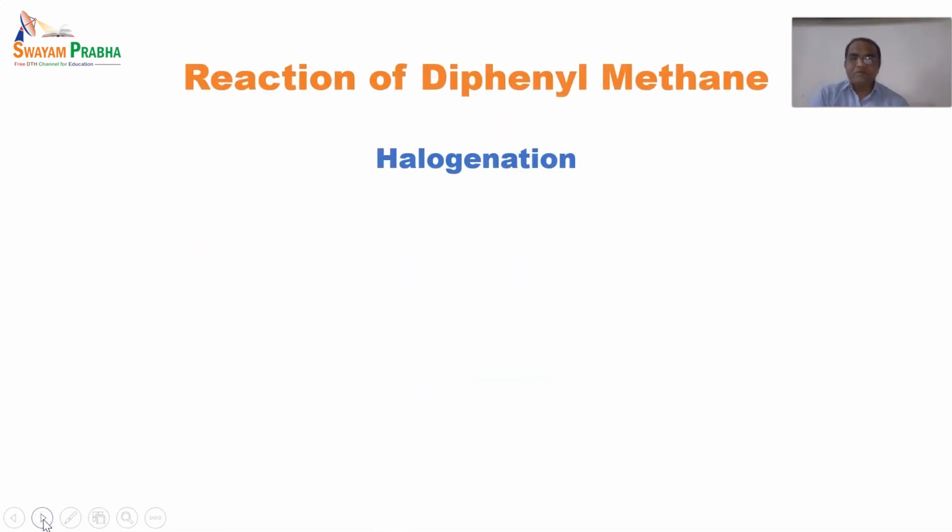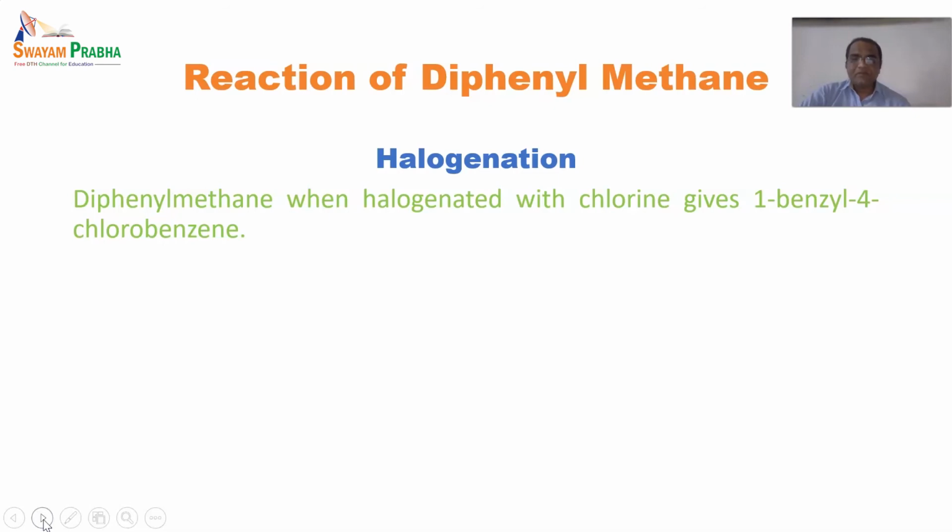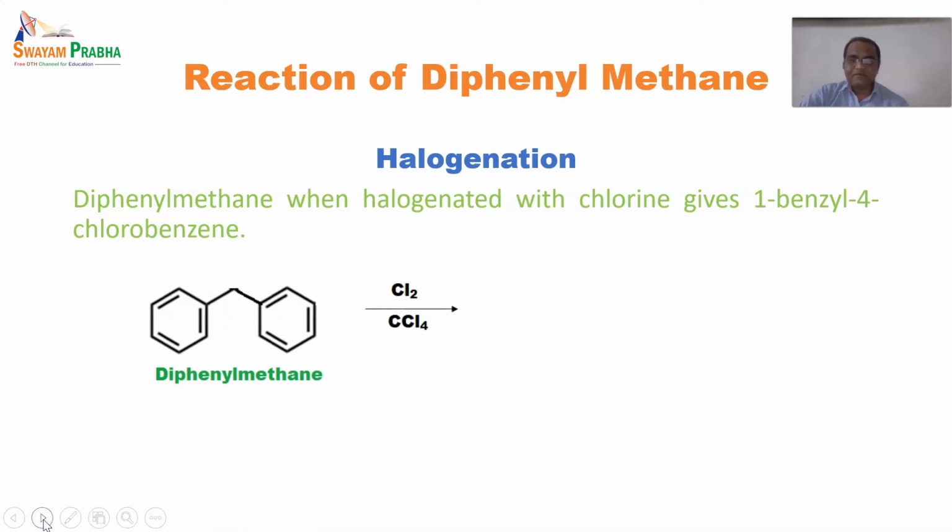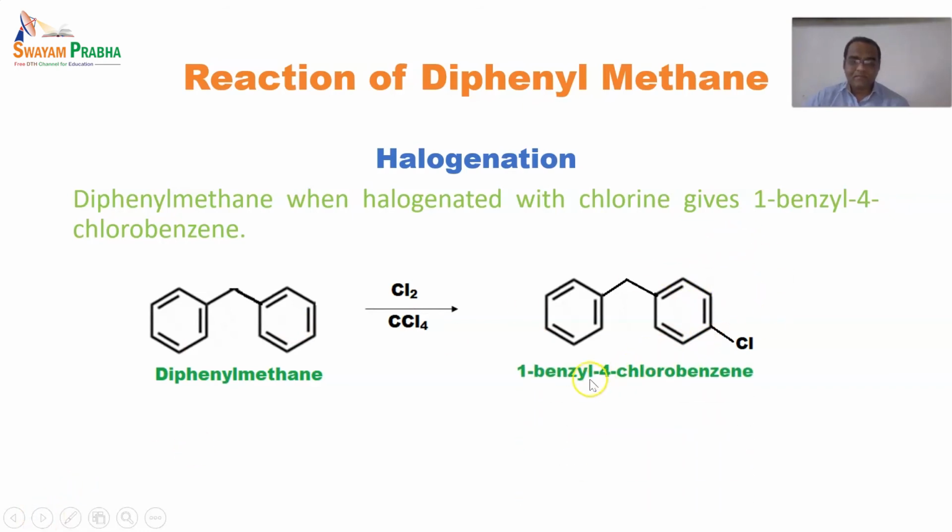Now we'll see reactions of diphenyl methane. So the first reaction is halogenation. Diphenyl methane when halogenated with chlorine gives 1-benzyl-4-chlorobenzene. So diphenyl methane is reacted with chlorine in presence of CCl4 and it gives 4-chlorobenzene. So benzyl is due to this phenyl having a CH2 in between, and at the 4th position chlorine has been substituted, so that is why 4-chlorobenzene.